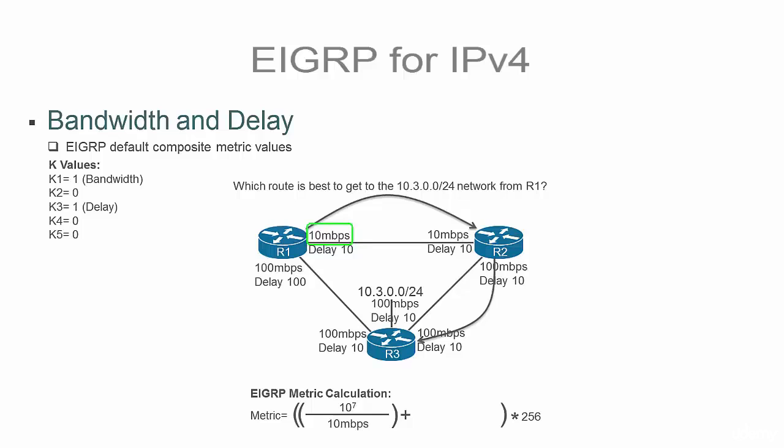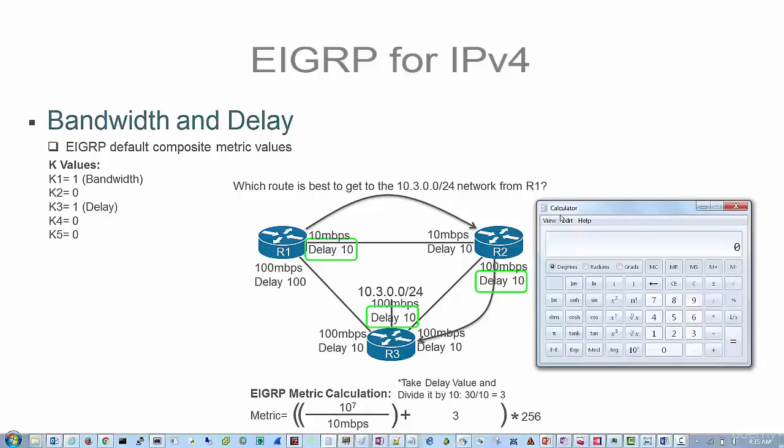Next, we have to add the cumulative delay in the routed path. That's going to be the delay values on every outgoing interface within the routed path. So here we have a delay of 30 if we add up all these outgoing delays. Before we plug the delay value into our formula, we have to divide it by 10, which gives us 3.